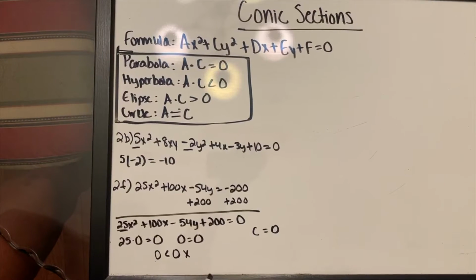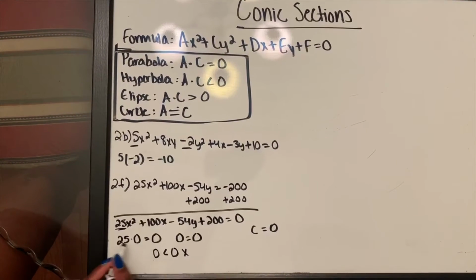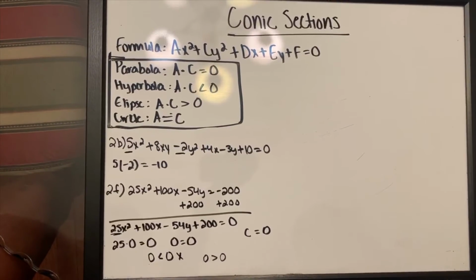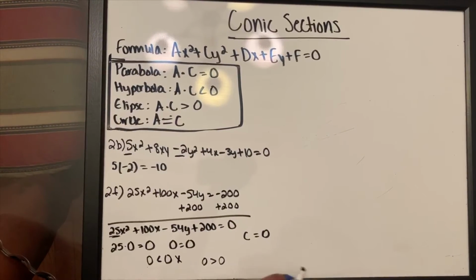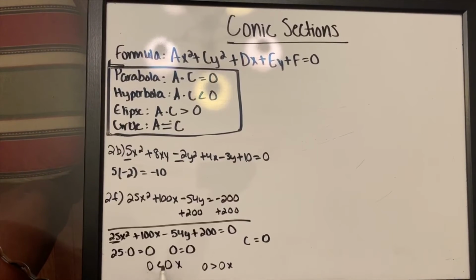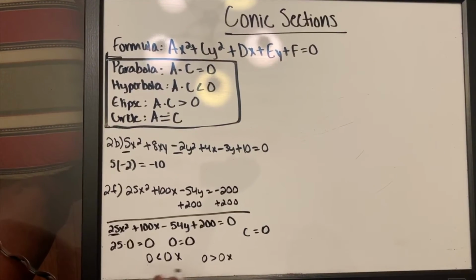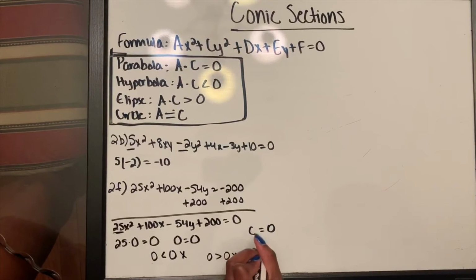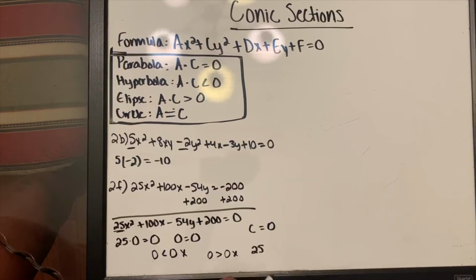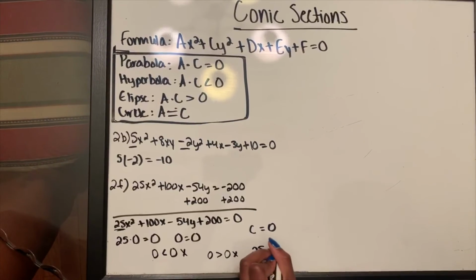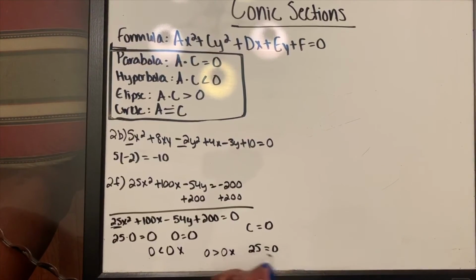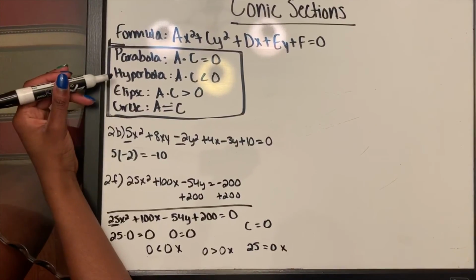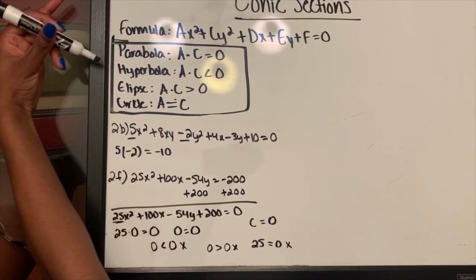Next, the ellipse. A times C over here, which is 0, has to be greater than 0. This is wrong as well, so this would not be an ellipse. Lastly, A has to be equal to C. We know that A is 25, and C is 0. So this is not a true statement. So it is not a hyperbola, ellipse, or circle. It is indeed a parabola.